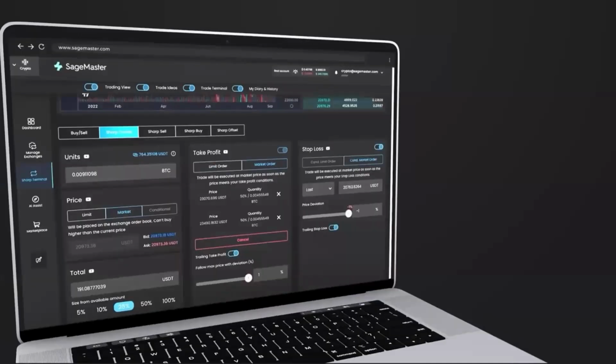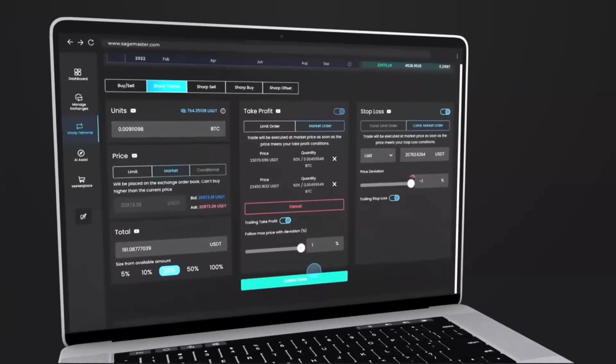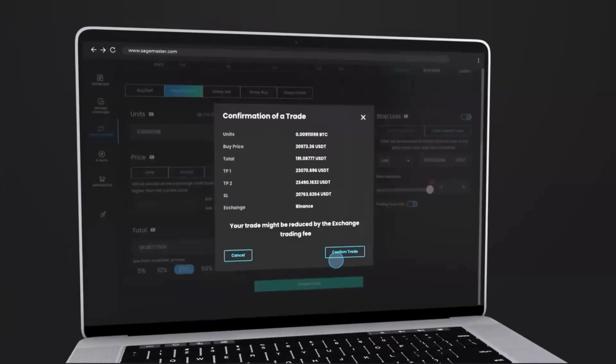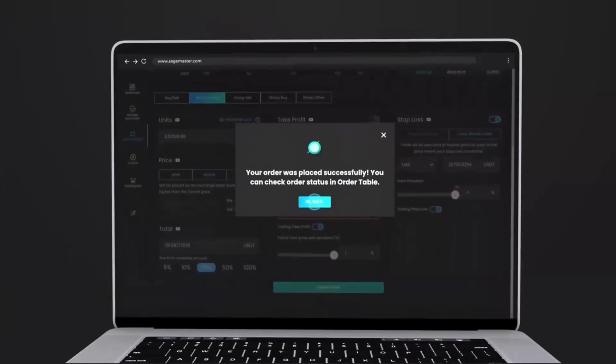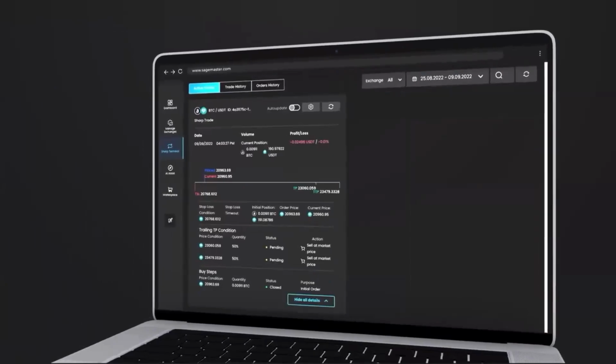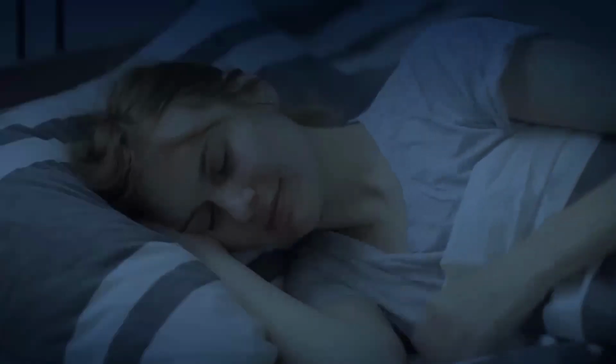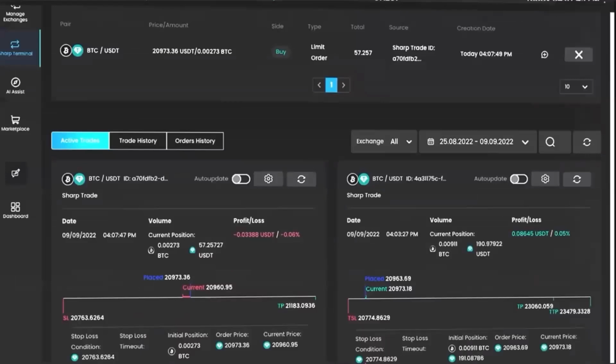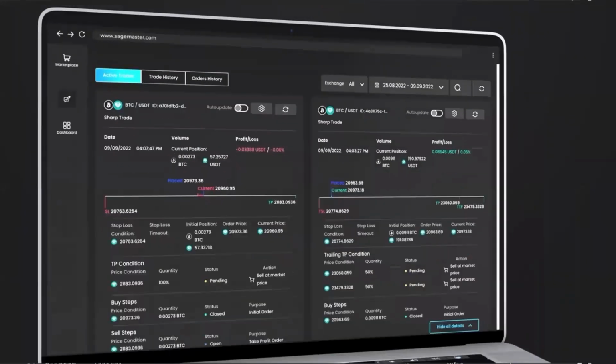Trade via the Sharp terminal with its intelligent trading features, such as setting up multiple take profits with smart risk management at lightning speed, saving you time and effort. Sage ensures all your deals are monitored 24/7 and executed based on your parameters.